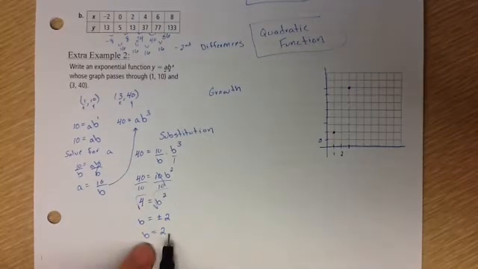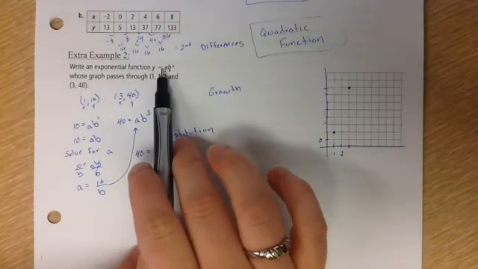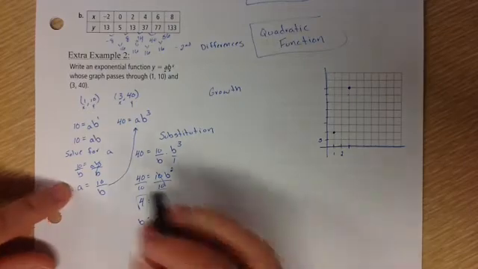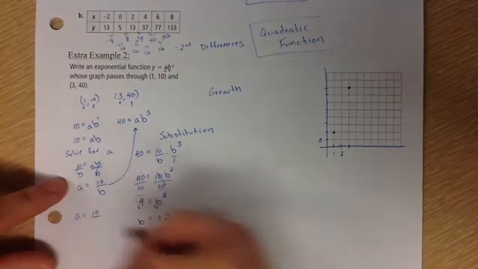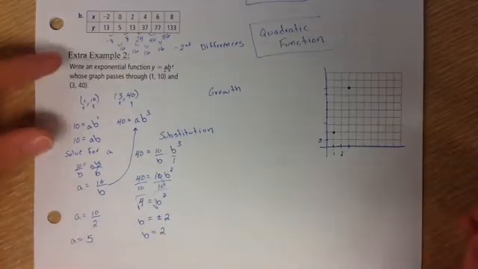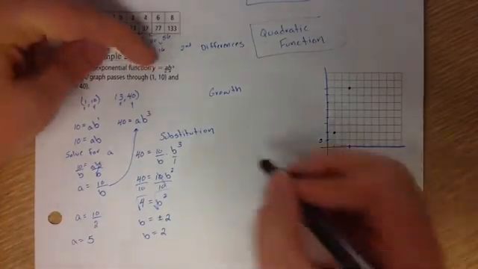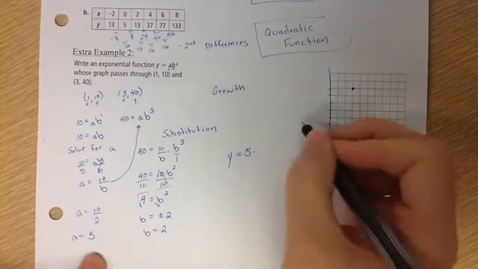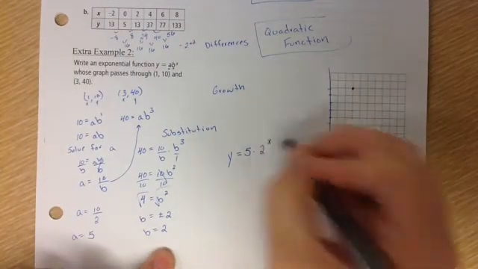And now we know b, but we also need to find a. So to find a, a is equal to 10 over b. So a would be equal to 10 over b, which is 2, so that makes a 5. So my exponential model, write an exponential function of the form, is going to be y equals my a, which is 5, times my b, which is 2 to the x.